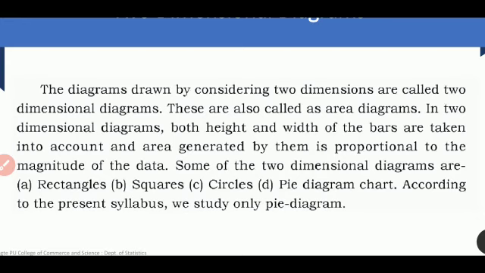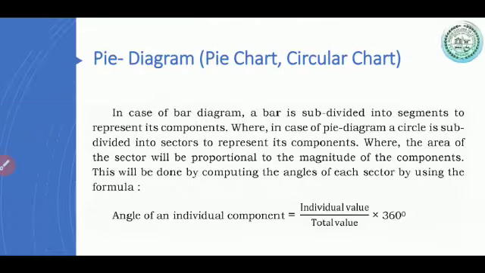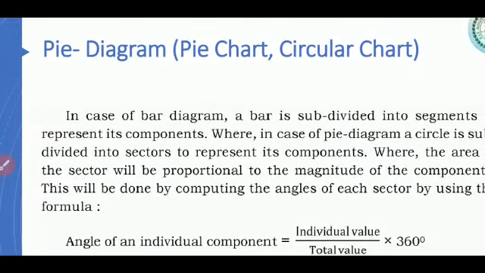Some of the two-dimensional diagrams are rectangles, squares, circles, and pie diagram, and for your syllabus you will be studying only pie diagram or pie chart. Now what is this pie chart? Pie chart is nothing but you are going to represent your data in the form of a circle, where you have the freedom to draw the circle with a radius of your choice. It may be 3 centimeters, 4 centimeters. It should be very presentable and neat. And every section you will be giving a different shading or a different design, and that you will be writing in the form of an index.